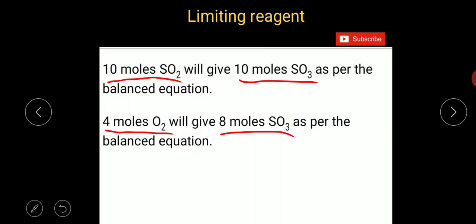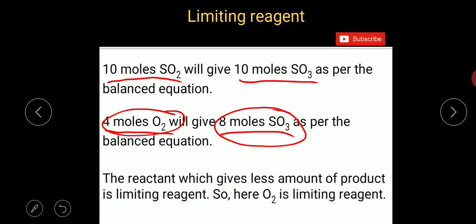So now you see which reagent is giving a smaller number of moles of product, less amount of product. Oxygen is giving only 8 moles of SO3, while SO2 is giving 10 moles of SO3. So the reagent which gives less amount of product and which limits the amount of product is the limiting reagent. So O2 is the limiting reagent in this case. Got it?